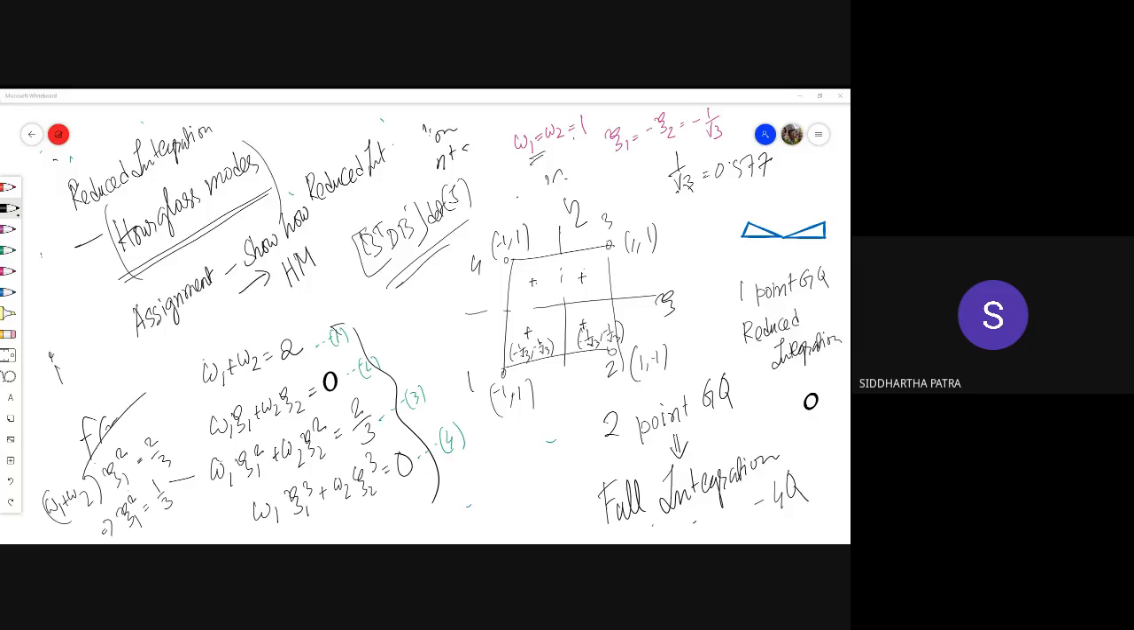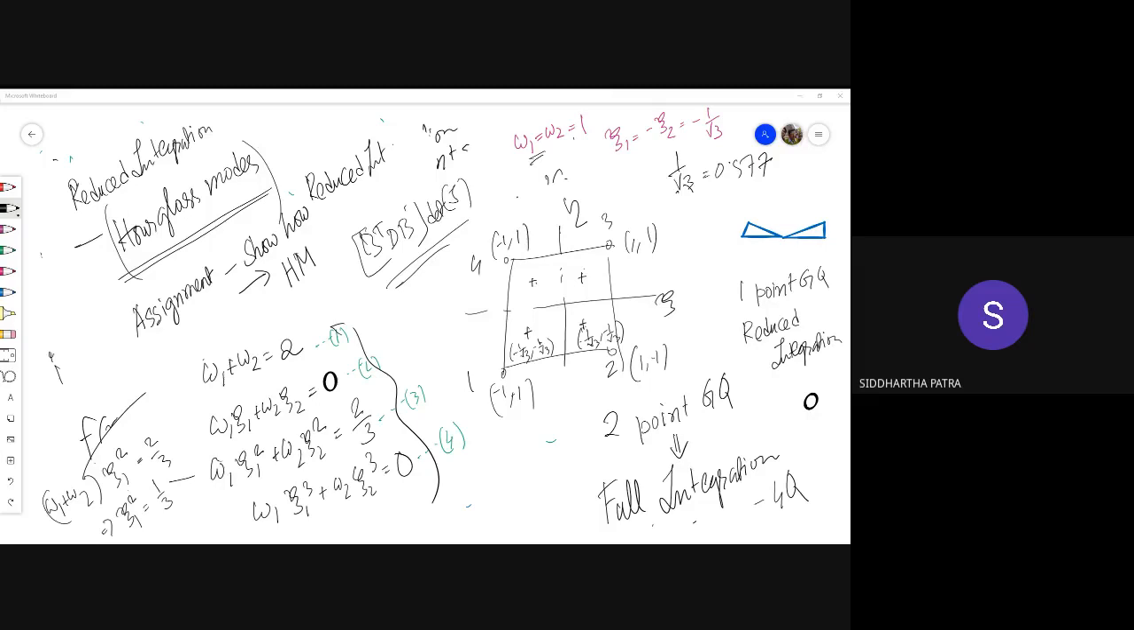Of course there is loss in accuracy, but hourglass mode is an additional problem, or you can say it is one of the issues in the accuracy, but it's a major issue. You cannot use reduced integration. I mean, in finite element method, a lot of times we do use reduced integration, but with hourglass control. You need to Google this term immediately. Hourglass control. That is one of the major things in finite element method.